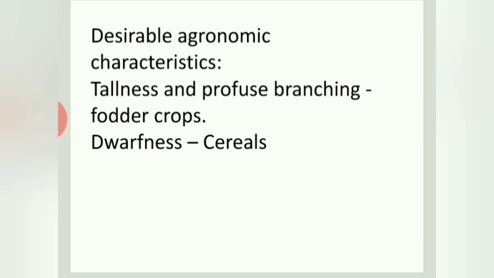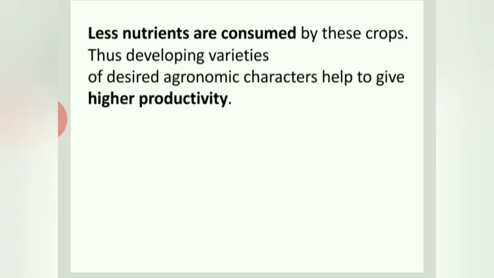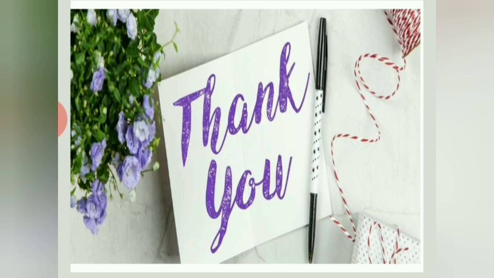And there are some desirable agronomic characters. For example, fodder crops: tallness and profuse branching are the characteristics of fodder crops. Next, cereal crops should be dwarf plants, and these crops should consume fewer nutrients. Thus, developing varieties with desired agronomic characters will help to give higher productivity.